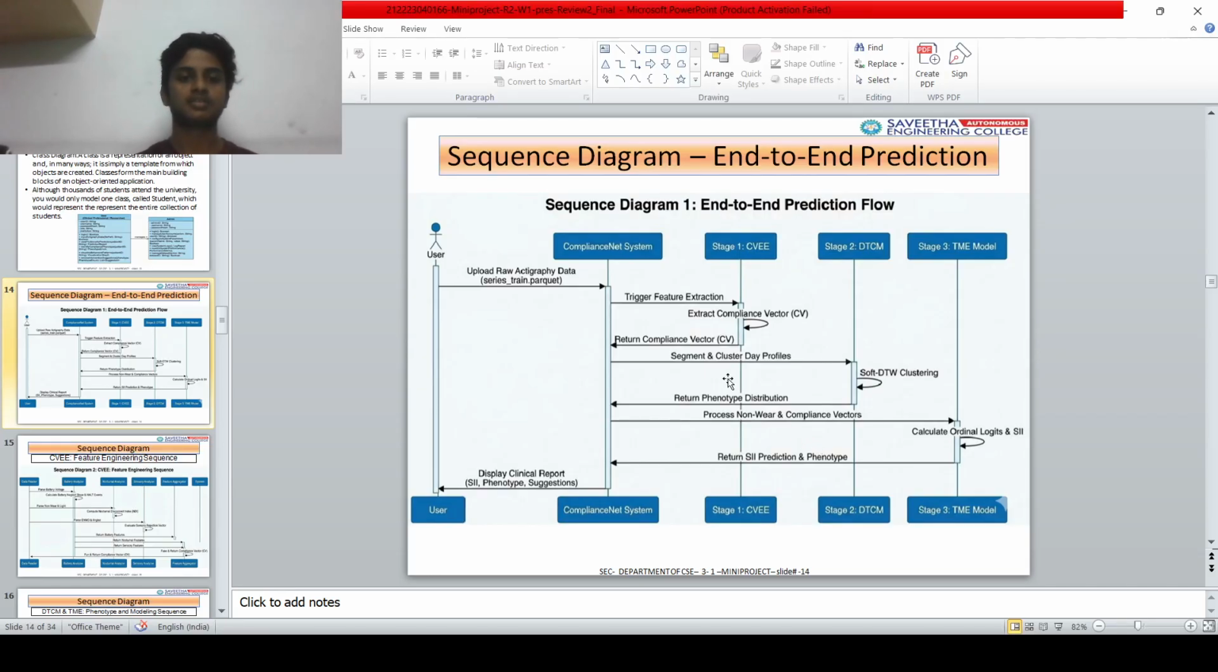The sequence diagram shows the complete data flow. It starts from the input by the user. Feature extraction is performed step by step. The model predicts the PIU severity. The result is returned to the user.